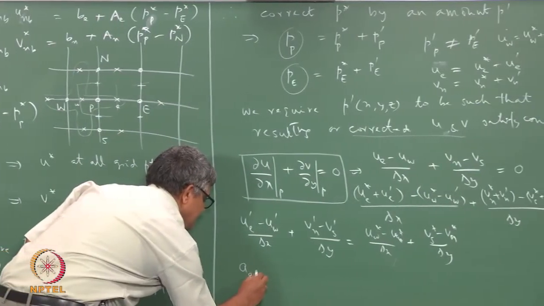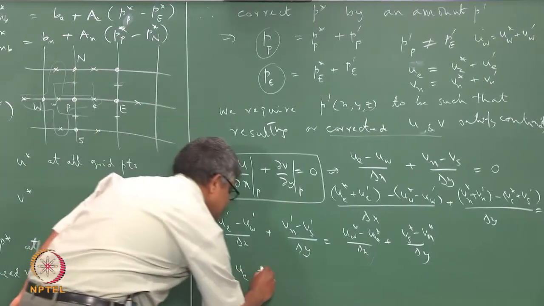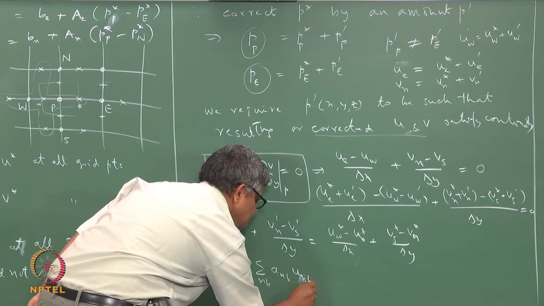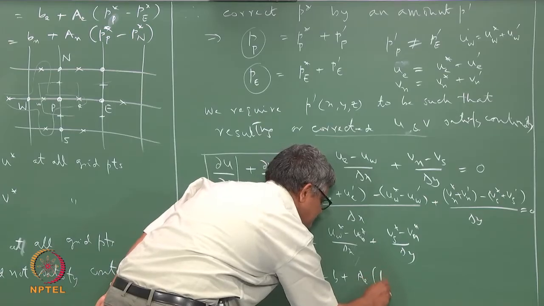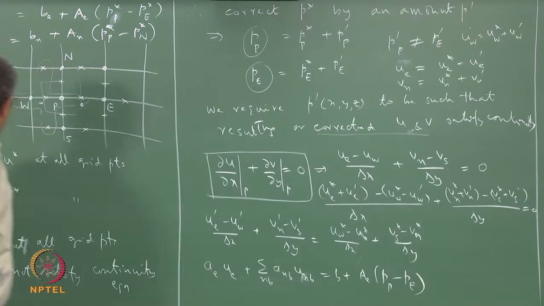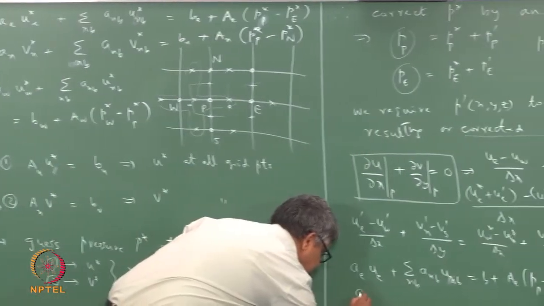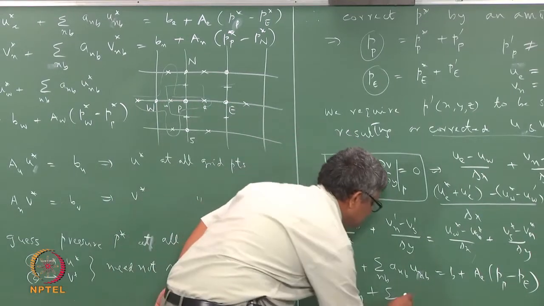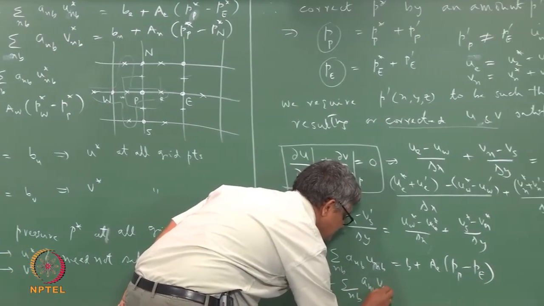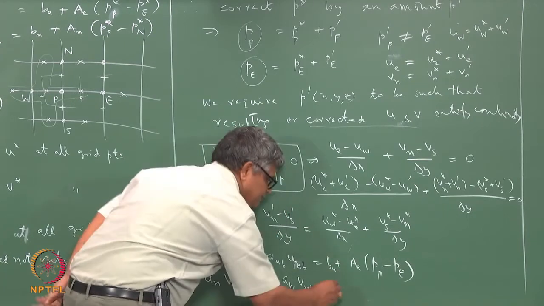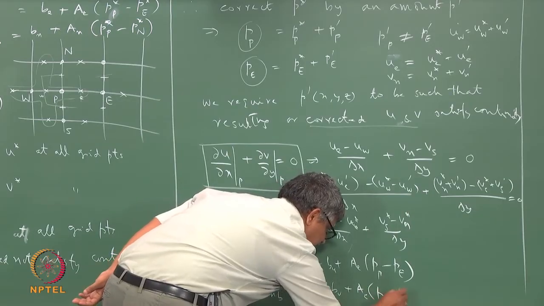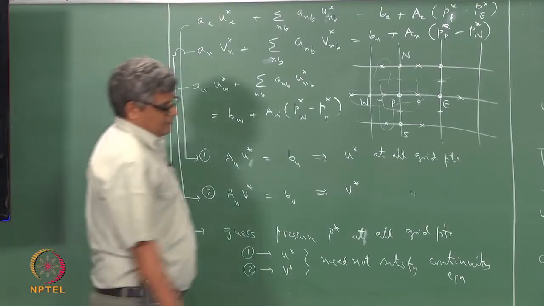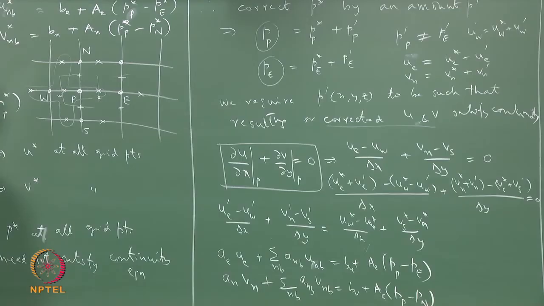first equation as Ae ue, no star anymore, plus sum over neighbors anb unb equal to b plus Ae times Pp minus capital Pe. And similarly we can write this one here, An vn plus sum over all the neighboring quantities at which vn is being evaluated, anb vnb equal to b plus An times Pp minus Pn. Okay, so let's subtract this from this and this from this one.